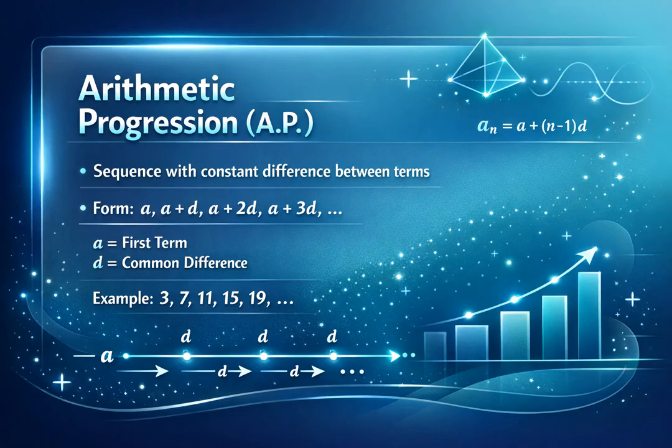An arithmetic progression, or AP, is a sequence where each term differs from the previous by a constant. The form is a, a plus d, a plus 2d, a plus 3d, and so on. Here a is the first term and d is the common difference. For example, 3, 7, 11, 15, 19 has d equal to 4.